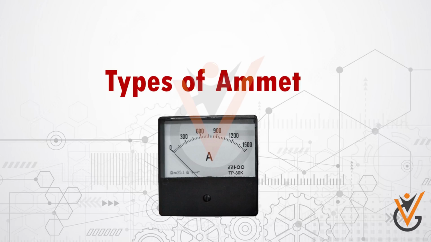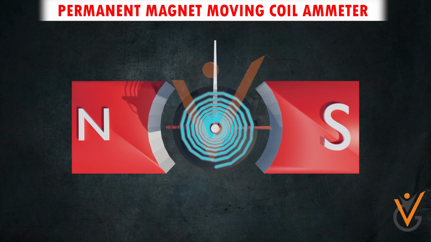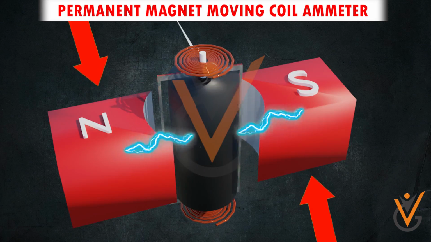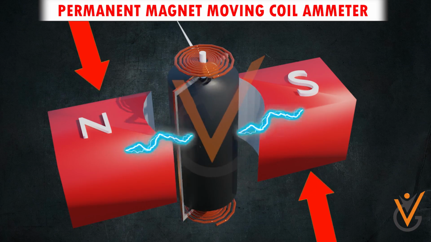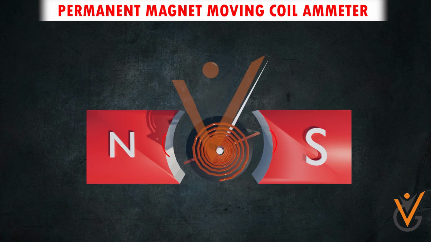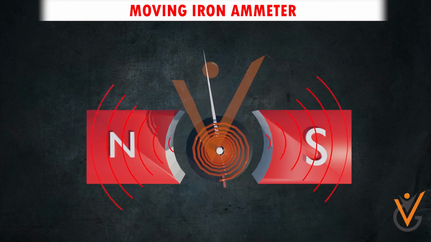Types of ammeter. The different types of ammeter are as follows. Permanent magnet moving coil ammeter. The ammeter coil is kept in between poles of a permanent magnet. Depending upon the magnitude of the current, the deflection of the coil occurs, which is translated into the movement of the pointer on the calibrated scale. It is used for measuring DC.